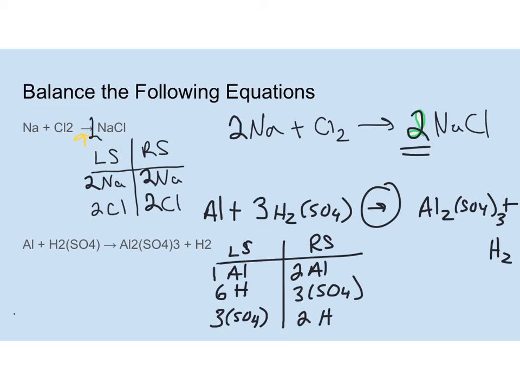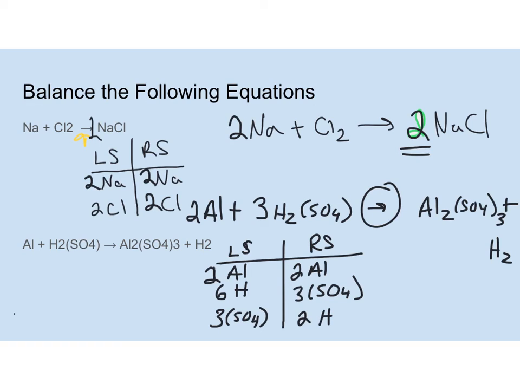So let's take a look at my aluminums, see if I can balance them. I've got 2 on the right, 1 on my left, but I can just put a 2 there. Now, as soon as I drop that, I've got to change this number to 2. Now my aluminums have matched up.